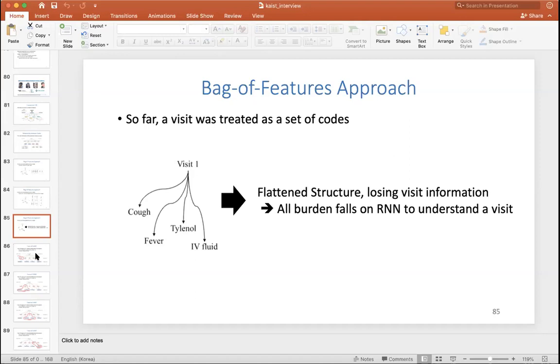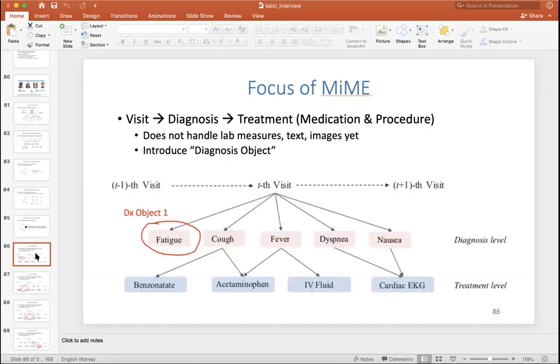Anyway, to empirically show that this hypothesis stands, I dumbed it down a little bit more. There's the visit level, the diagnosis level, and the treatment level. I haven't dealt with lab measures in this project, but it's trivial to add more events below the treatment level. There should be a lab level, but this is a bit more simplified. In order to capture the relationship between the treatments and diagnosis, I came up with a concept called diagnosis object.